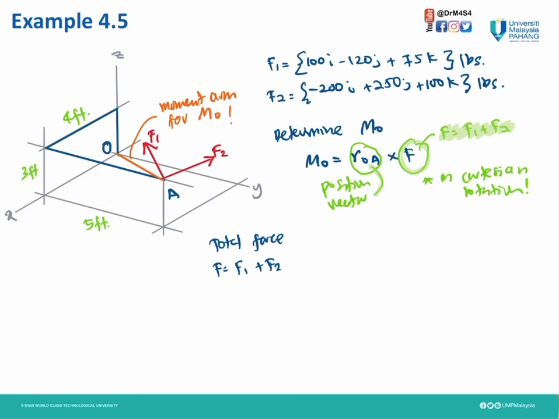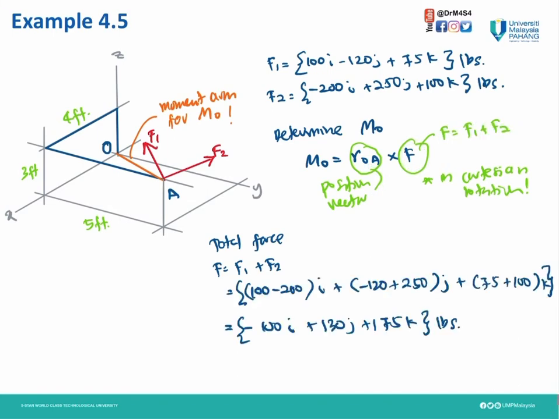Now we need to find the total force. So the total force F1 plus F2, find what on I. On I is 100 plus negative 200. For J, negative 120 plus 250. Then for K, 75 plus 100. So we get our F in Cartesian notation.